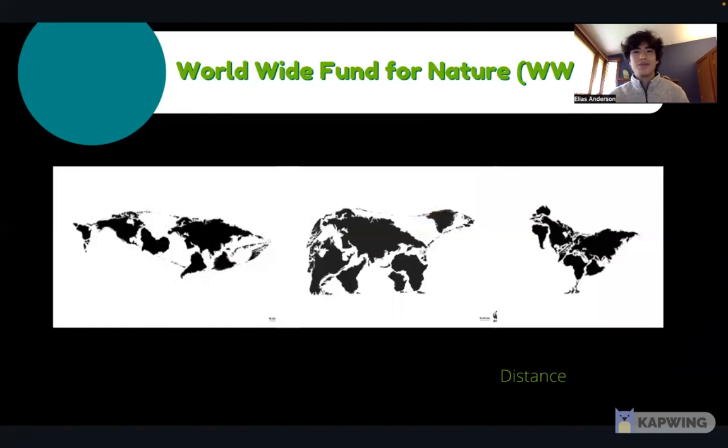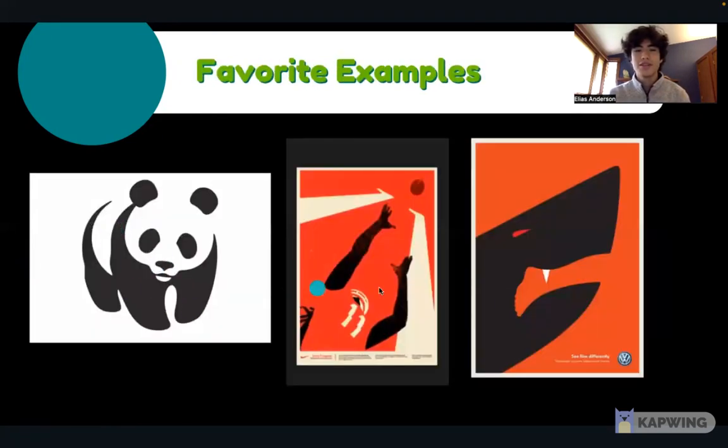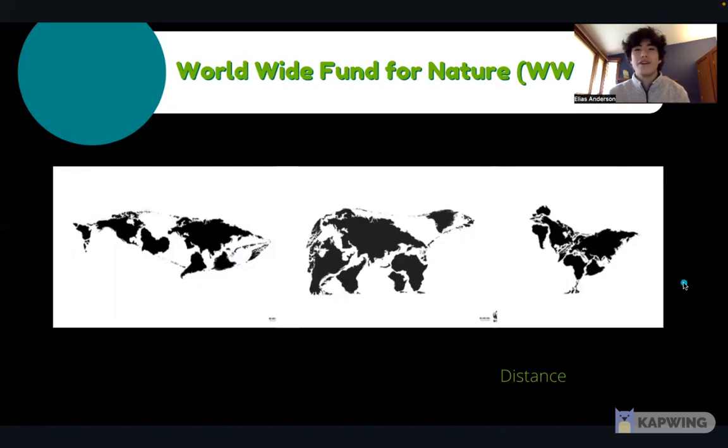Another thing I thought would be really cool to include would be more on the Worldwide Fund for Nature, or the WWF, which is, the panda is the logo for the Worldwide Fund for Nature. And they had this really cool campaign where they put out a bunch of examples of closure using the continents of the world to create animals.